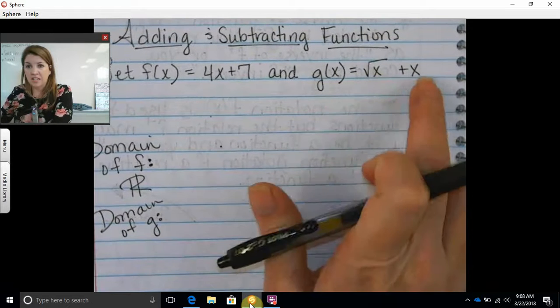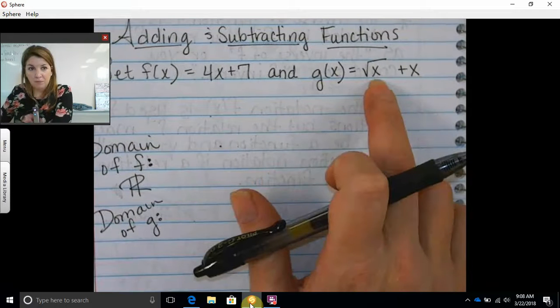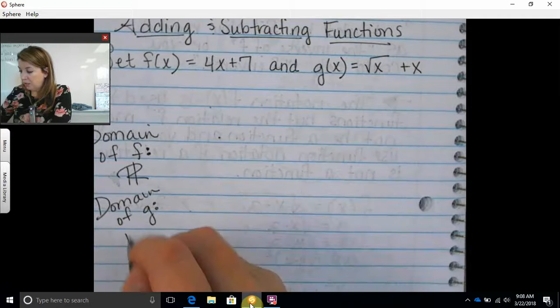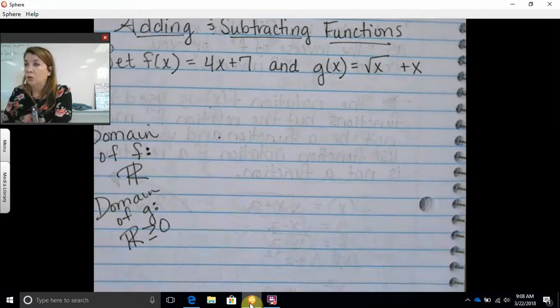Not because of this x. I could substitute anything in for this x and it's fine. But because of that radical, if it's a negative, it's not going to work. So for the domain of g, I would put all real numbers greater than or equal to 0. Or you could put y is greater than or equal to 0. That's fine too.